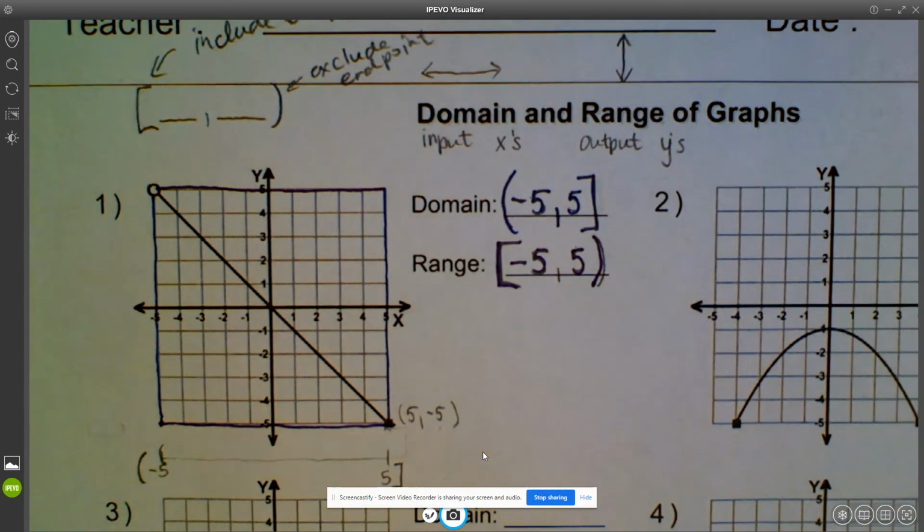Okay, so that's how domain and range work. And I don't think that's enough of a color contrast, so I'm going to have to switch colors in just a second. All right, so let's think about this again.